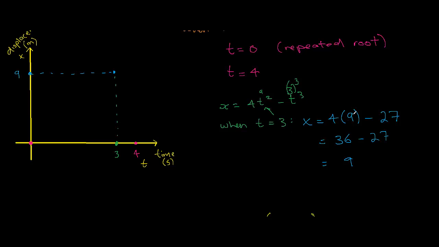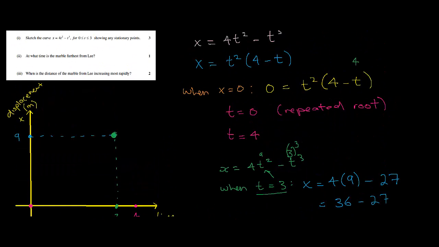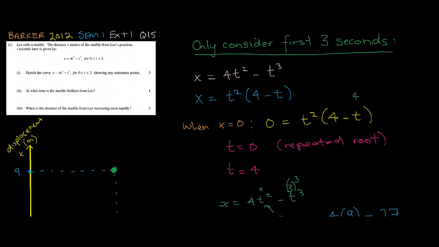So we've got 36, 4 nines are 36, minus 27, so that gives us 9. So when t equals 3, x equals 9. I've just done that here. This is going to be a point on our graph just there, as well as the starting point at the origin.